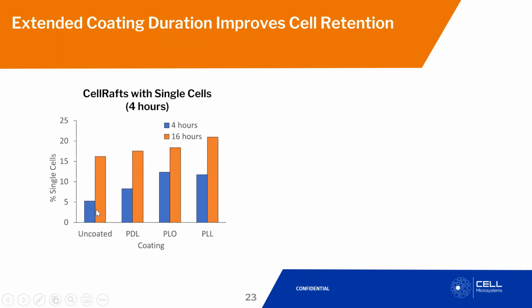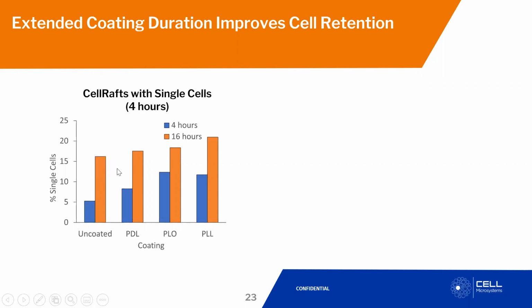What you can see here on the left is that after 4 hours of coating, in the blue bars, even in the uncoated reservoirs, some of the cells do actually attach at 4 hours, but we saw an improved attachment with the coatings PDL, PLO, and PLL. But we were a little bit disappointed that the cell seeding percentage was quite so low. But when you look at the 16-hour time point in the orange bar, we get much closer to that target that we expect with our adherent cells, which is around 15 to 20% of our single cells going down to singles at that 4-hour post-scan time point.